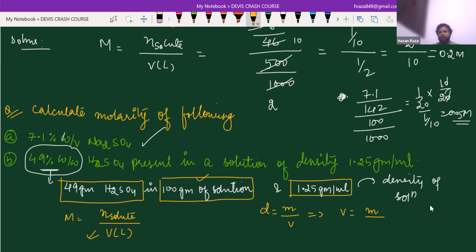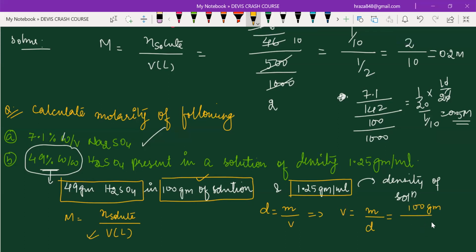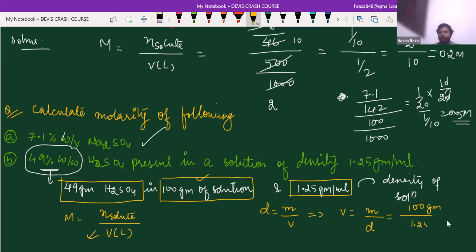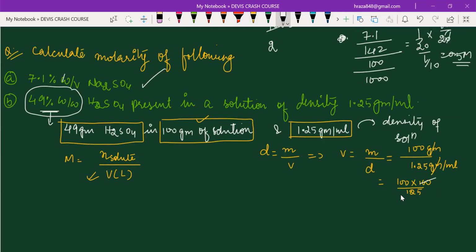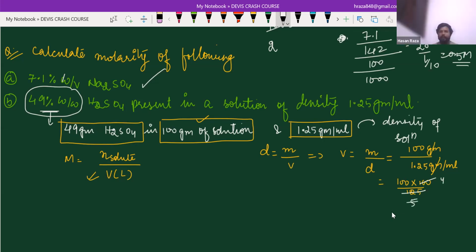What is the mass of solution? 100 gram. Density of solution 1.25 gram per ml. So gram and gram will be cancelled, and it is basically 100 into 100 upon 125. If you remove the decimal, 100 will be in denominator and that 100 will come to numerator. And we will get 80 ml of solution.